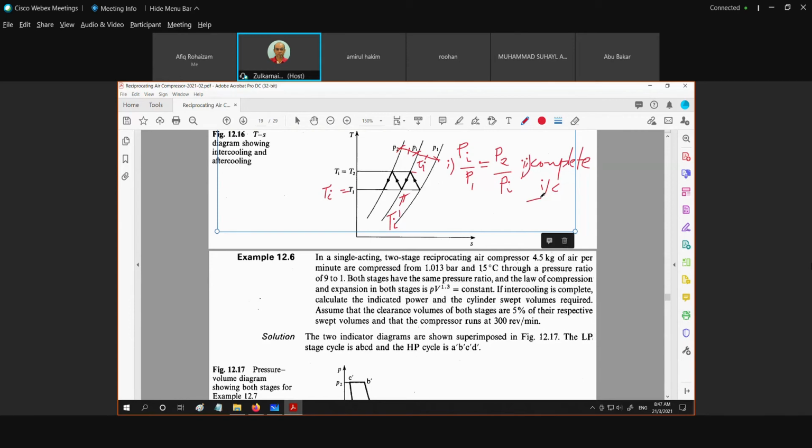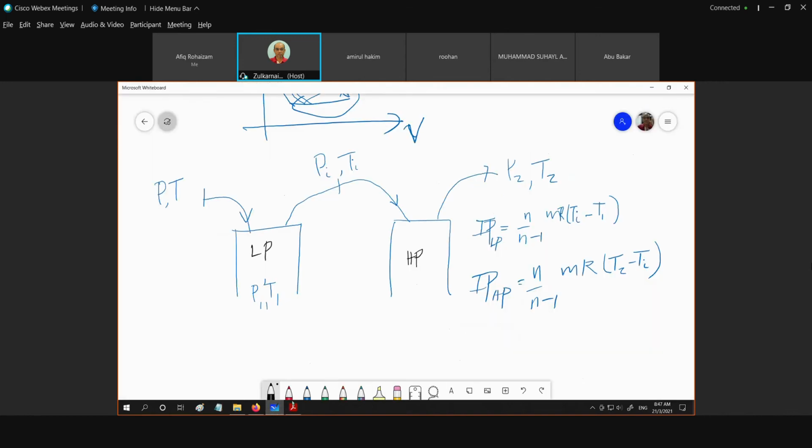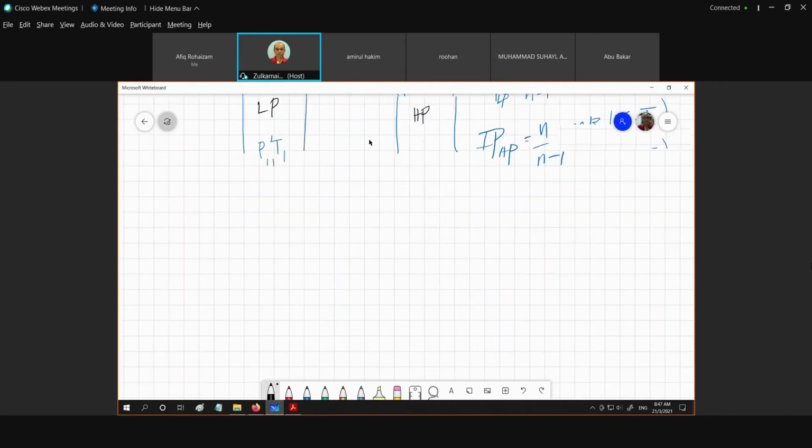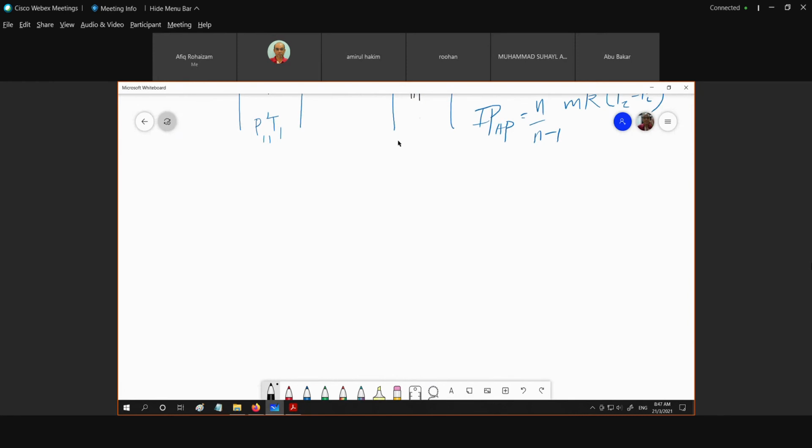Whereby kita dapati sini adalah T1 prime equal to T1. Okay, equal to T1. So this is complete intercooling punya case. Right. Dan kalau ini berlaku, okay, untuk multi-stage.